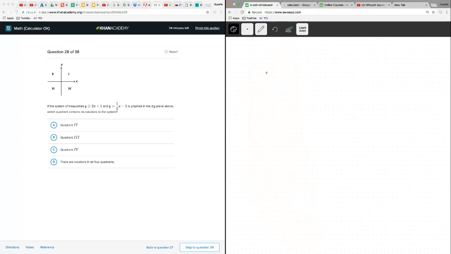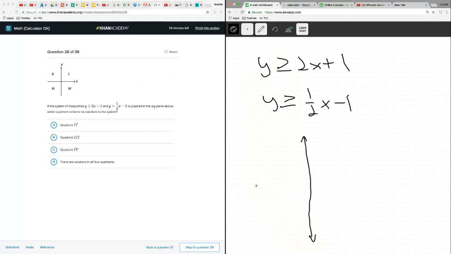The system of inequalities, y is greater than or equal to 2x plus 1, and y is greater than or equal to 1 half x minus 1, is graphed here. Which quadrant contains no solution to this system? All right, let's graph these out, shall we?